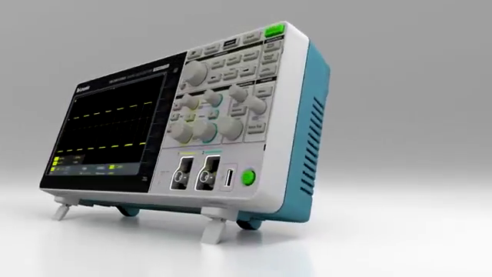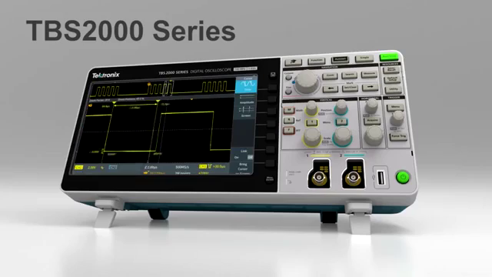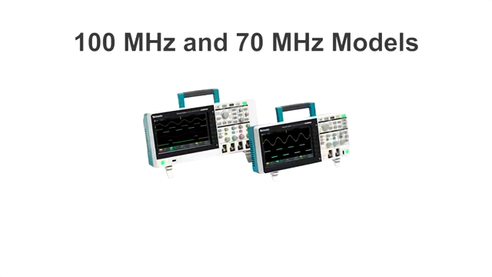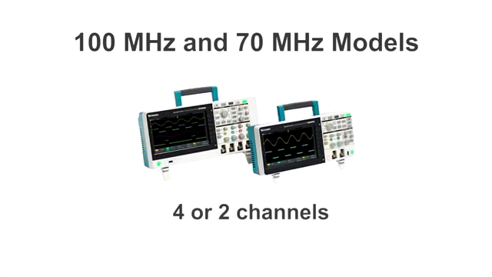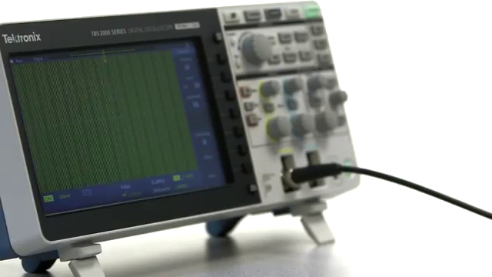The Tektronix TBS2000 series has more features and performance than you'd expect from an entry-level scope. Choose from 2 models to suit your R&D or educational application: the compact 2-channel version or the 4-channel version for more complex challenges. Signals are easy to look at on the 9-inch high-resolution display.